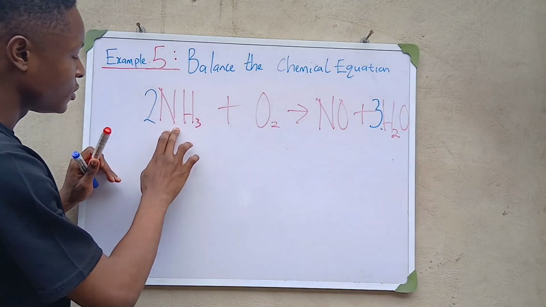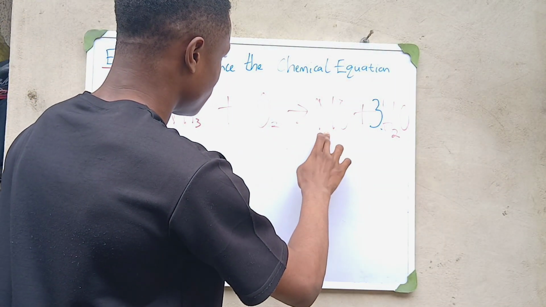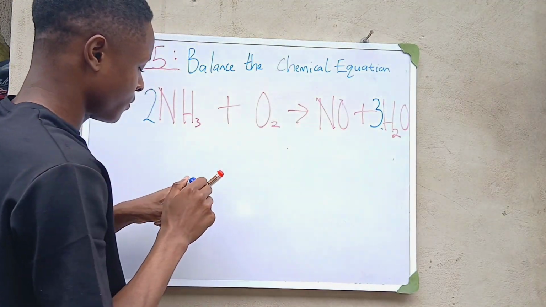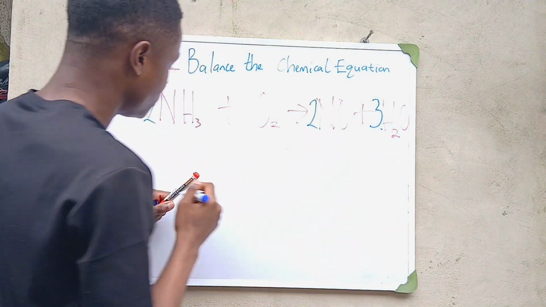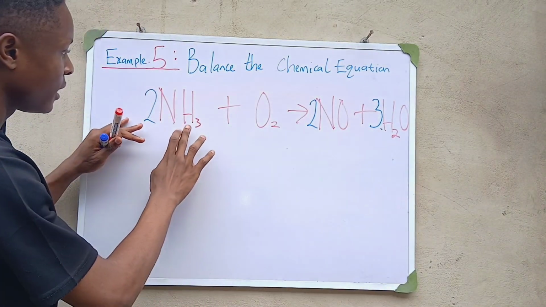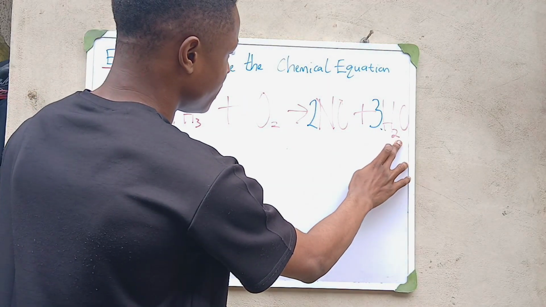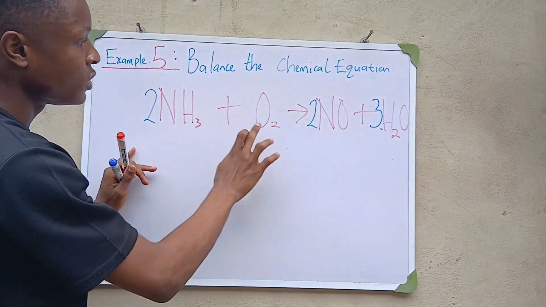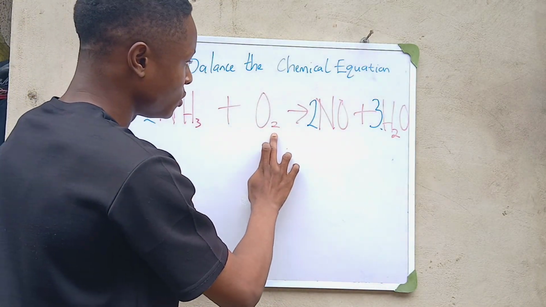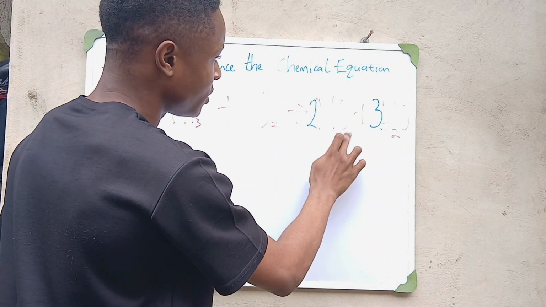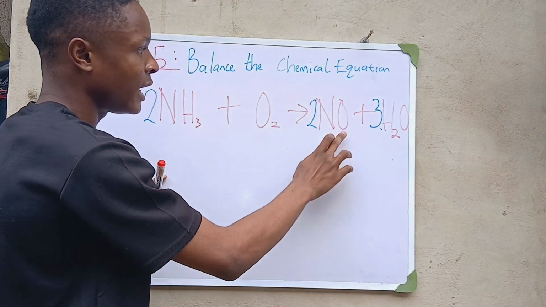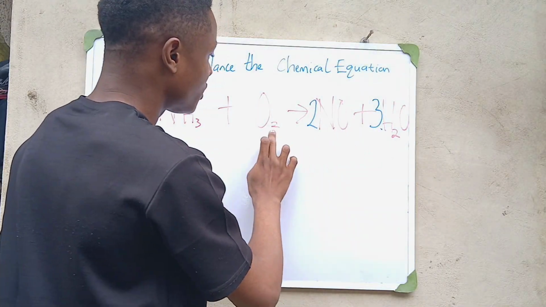Nitrogen here is 2, nitrogen here is 1. So we'll add 2 here to make nitrogen balanced. So I think it's only oxygen that is left. Hydrogen here 6, hydrogen here 6, nitrogen here 2, nitrogen here 2. So only oxygen is left unbalanced. Oxygen here is 2 times 1, 2, and 3 times 1, 3. So 3 plus 2, 5. Oxygen here is 5, but oxygen here is 2.